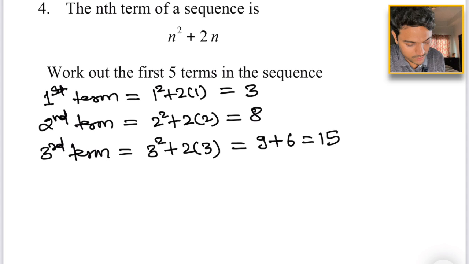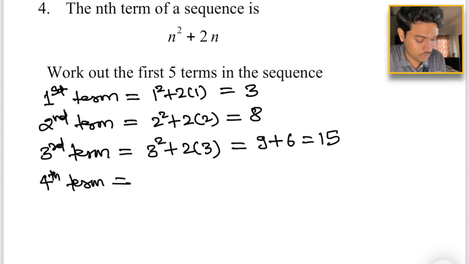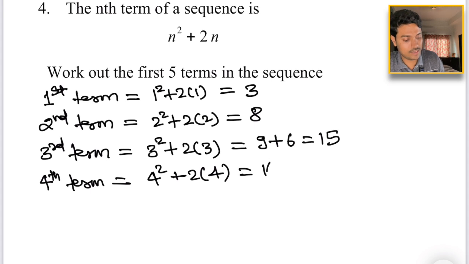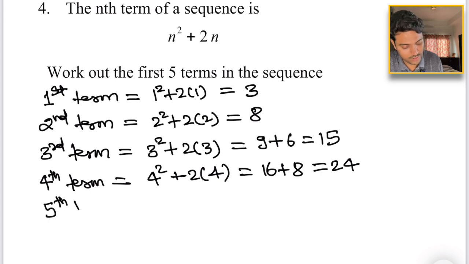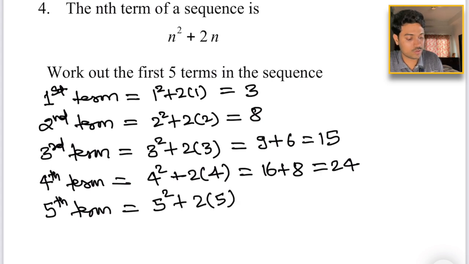That's the third term. Then fourth term, that's 4 square plus 2 into 4. So 4 square is 16. 16 plus 8, that's 24. Fifth term, let's check the fifth term now, the last term that we have to work out. So fifth term will be 5 square plus 2, and in place of n we'll substitute 5. 5 square is 25. 5 into 2 is 10.